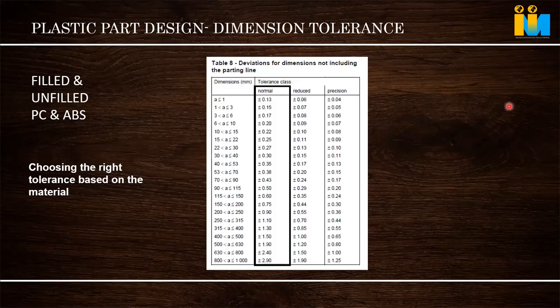Which material can meet what amount of tolerance at what length? If my part is 20 mm, how much tolerance is possible with this material? If my part is 800 or 500 mm, how much? 1000 mm, how much? This is what we are discussing here. In this first chart, we have taken unfilled PC and ABS, both amorphous, with almost similar shrinkage factor.